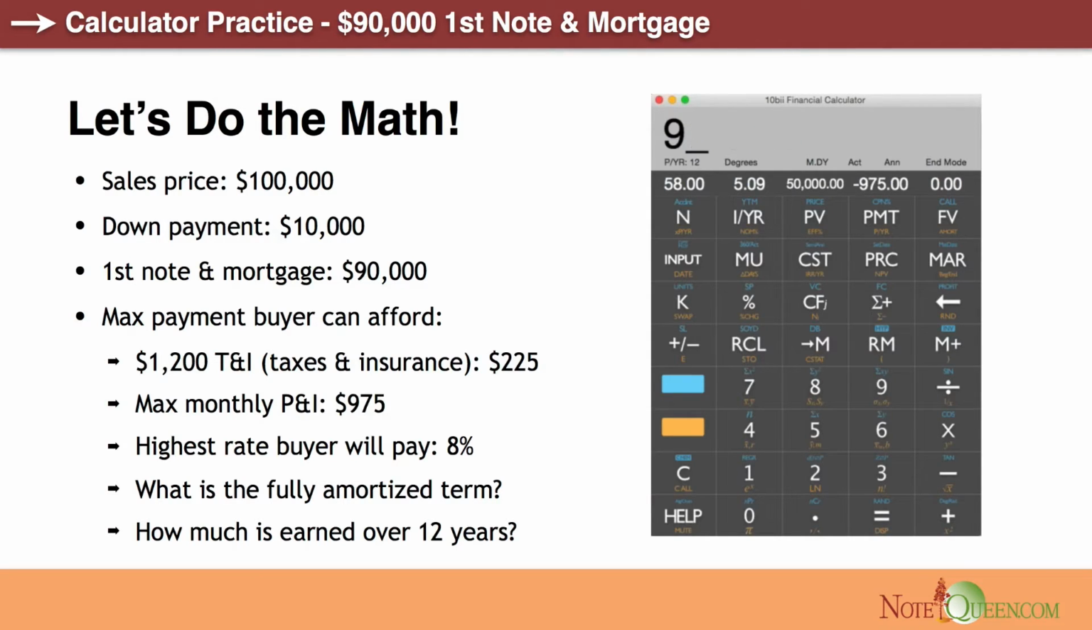We know that $90,000 is the note and mortgage. That goes right here in present value, PV. This could also be called loan amount. And let's just say that the highest rate the buyer will agree to pay is 8, and that's still a good rate for the seller, basically giving private money.